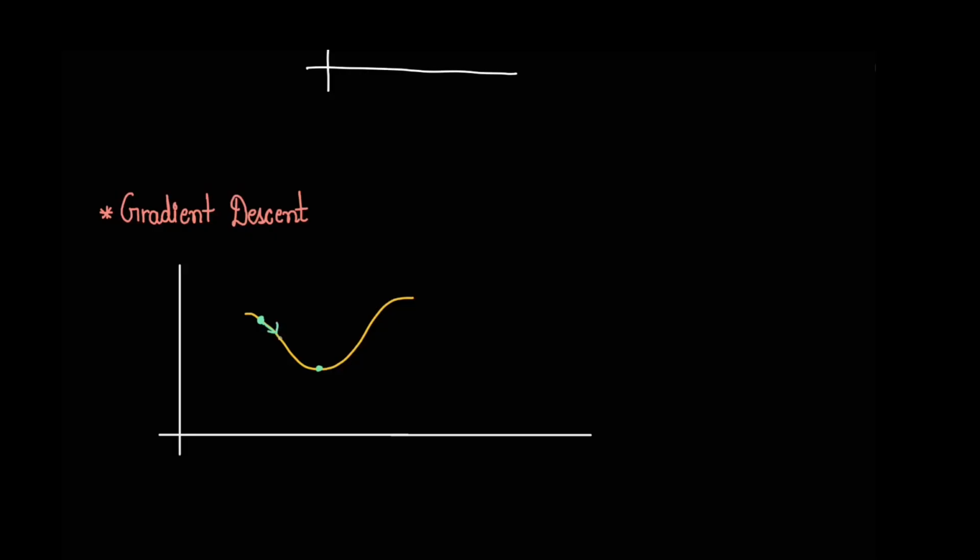Now here again, we'll train it and compute the gradient again. We'll go in the negative direction of the gradient, and so on, until we reach our minima, depending on how many data points we have and how many times we're showing them to our model.